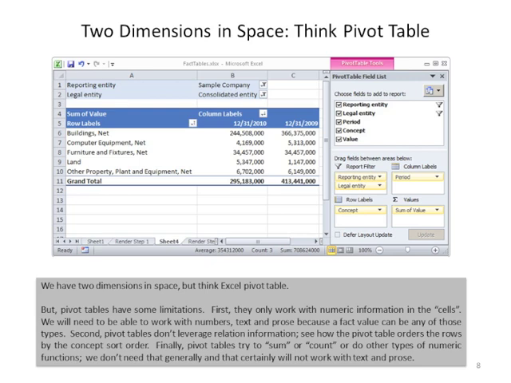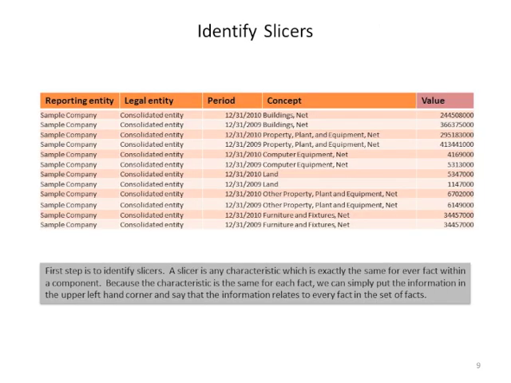So let's get started in turning our fact table into a rendering. The first step is to identify slicers. A slicer is any characteristic which is exactly the same for every fact within a component. Because the characteristic is the same for each fact, we can simply put the information in the upper left-hand corner and say that the information relates to every fact in the set of facts.